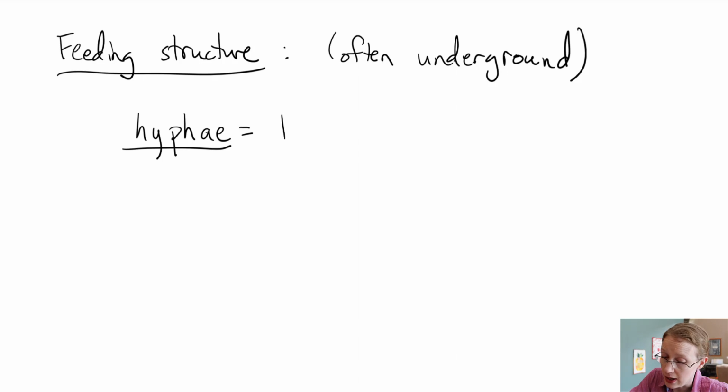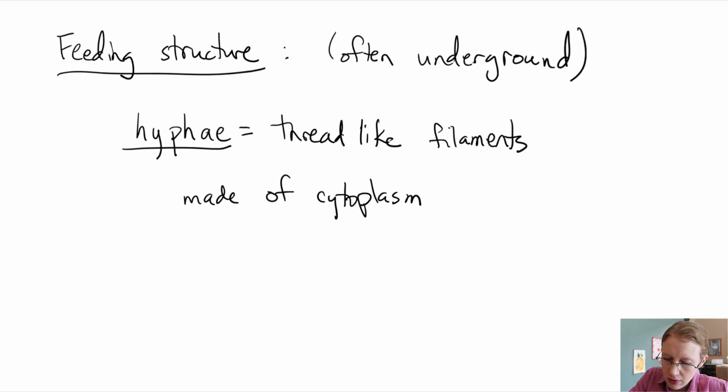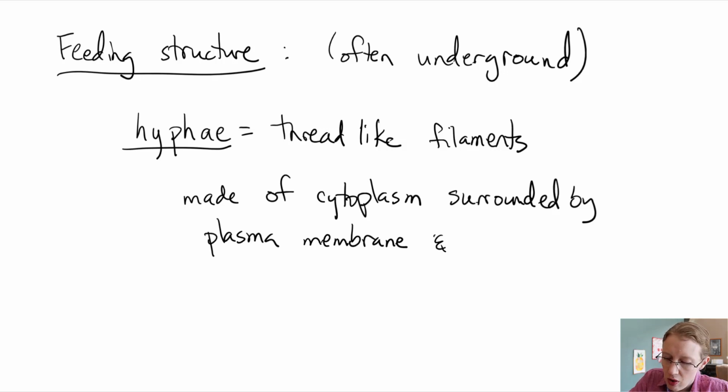Hyphae are just thread-like filaments, and what are they made of? These are actually filaments that are made of cytoplasm. So think of the inside of a cell, that's what we call the cytoplasm. In the case of these hyphae, we have really elongated tubes of cytoplasm. So they are made of cytoplasm surrounded by plasma membrane and also a protective cell wall.